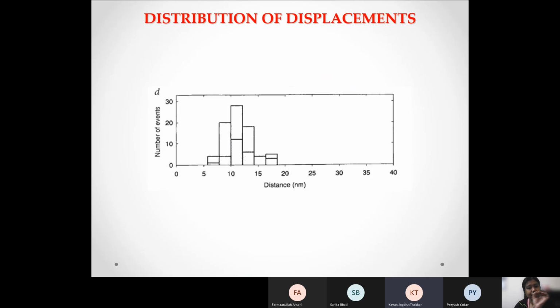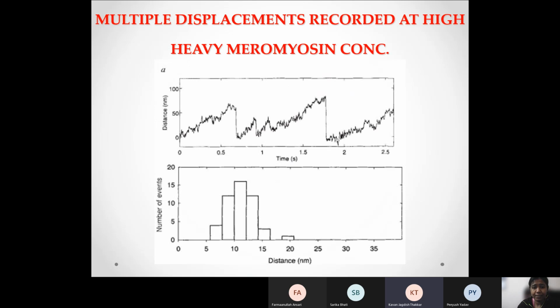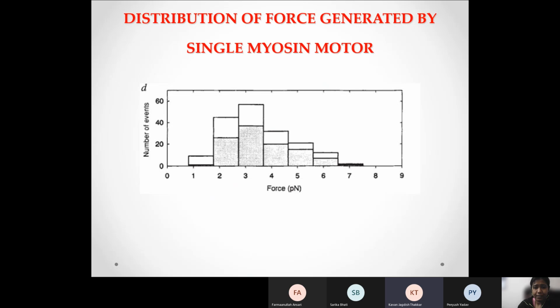So that is the amount of displacement that occurs when the heavy meromyosin binds, exerts the power stroke, and moves or slides the actin. If that is the case, what is the force acting?